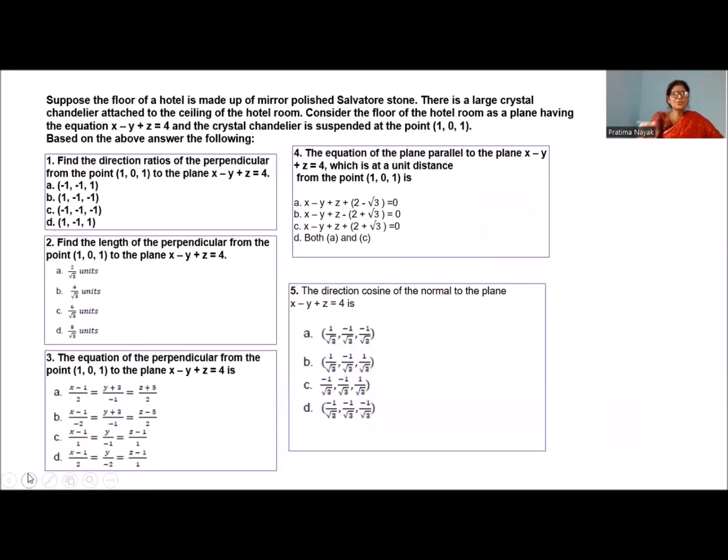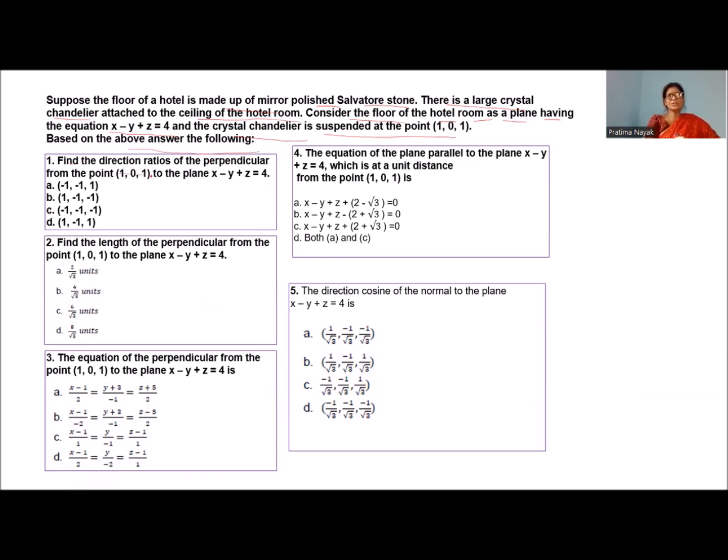Suppose the floor of a hotel is made up of mirror polished Salvator stones. There is a large crystal chandelier attached to the ceiling of the hotel room. Consider the floor of the hotel room as a plane having the equation x minus y plus z is equal to 4, and the crystal chandelier is suspended at the point (1, 0, 1). Based on this, answer the following questions. There are 5 parts. We'll go one by one.